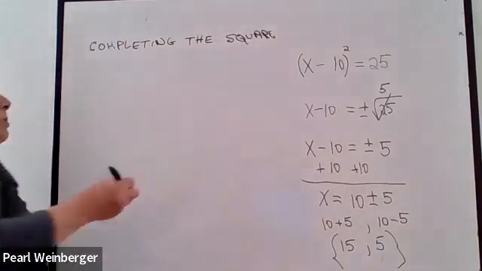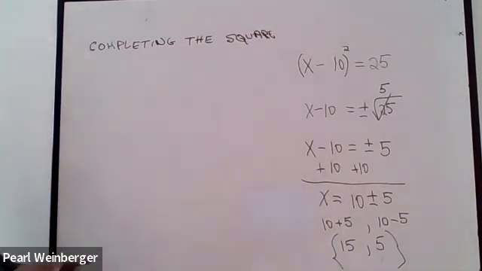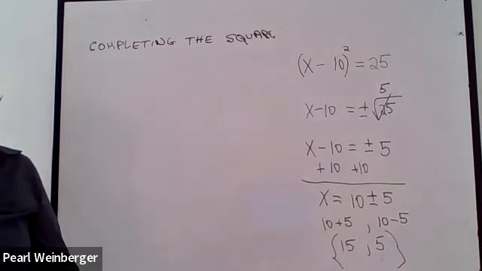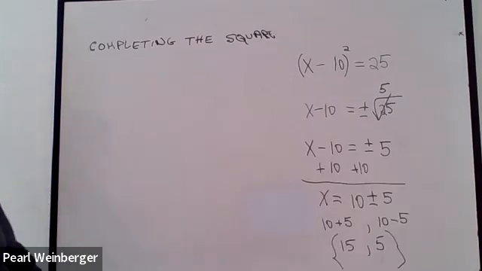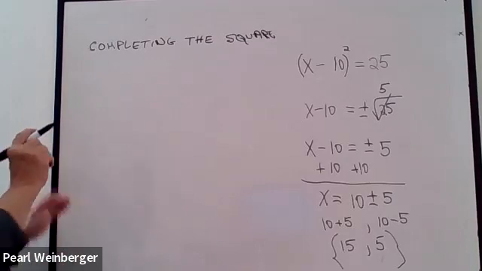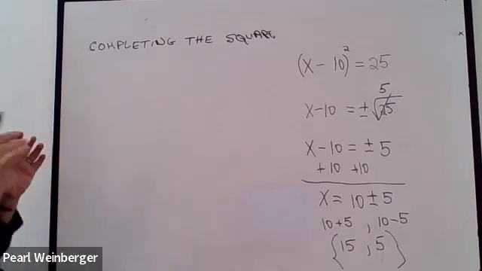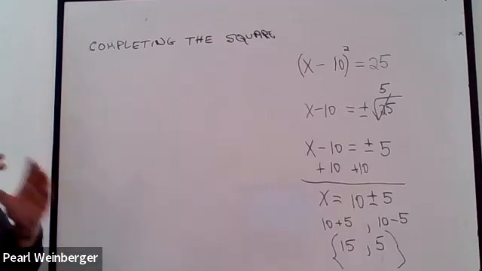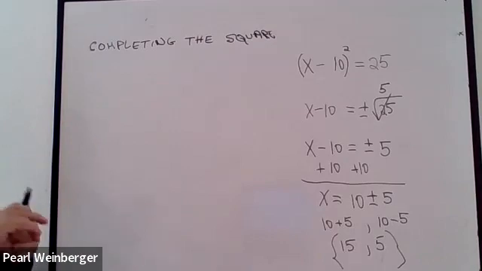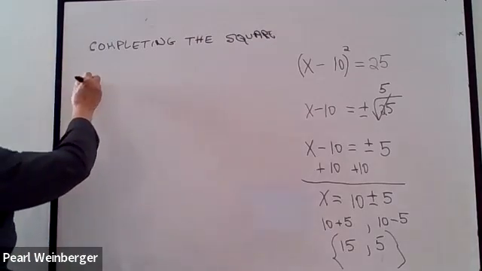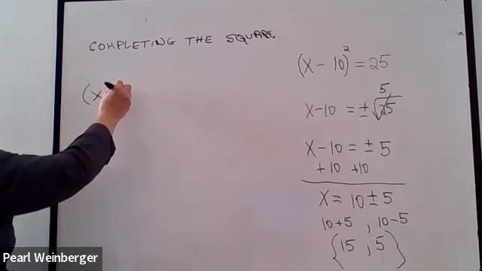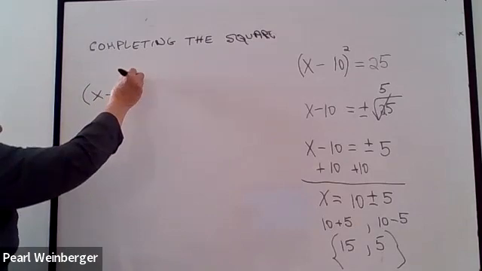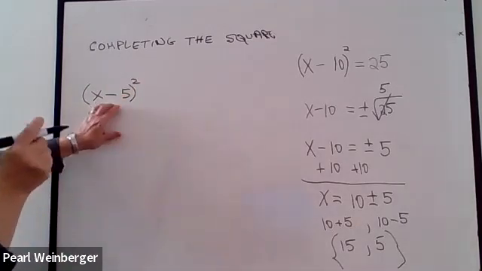And in order to do this completing the square method, we have to be aware of what a binomial square looks like. So I'm just going to give a couple of binomials and we're going to square them. And we're going to see the pattern involved in that squaring. Let's say I have x minus 5 squared.